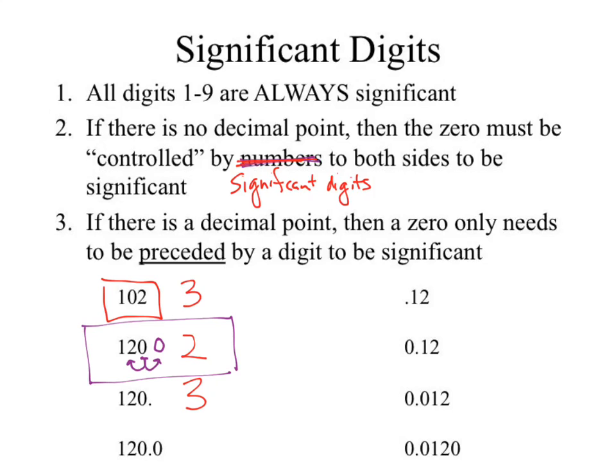Okay, what do we got? 40? Okay, what happens with now our very last one in that column? 120.0. 1 and 2 are significant. What about the 0, the middle 0? Yes, why? We have a decimal point and it's preceded by a significant digit. Okay, so that 0 counts. What about the very last 0?